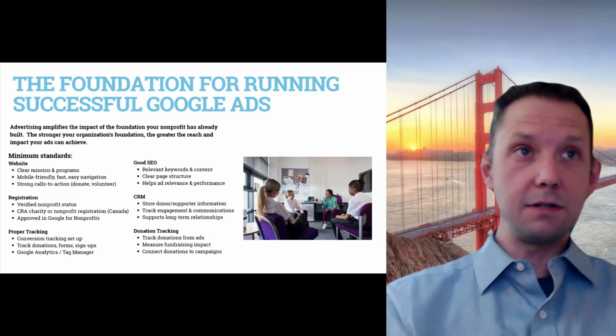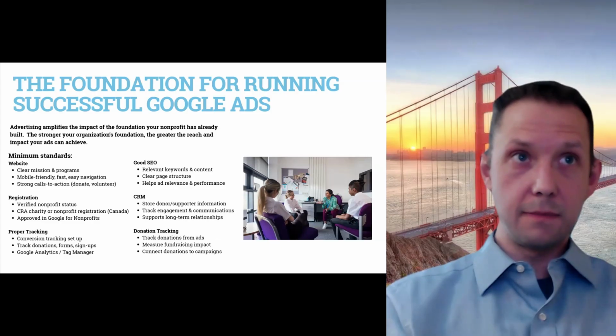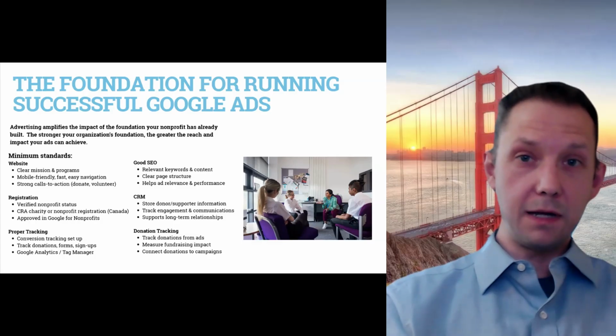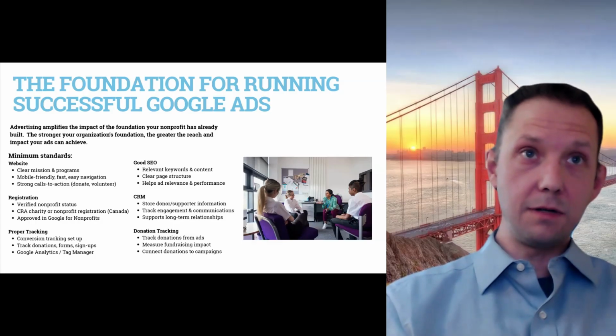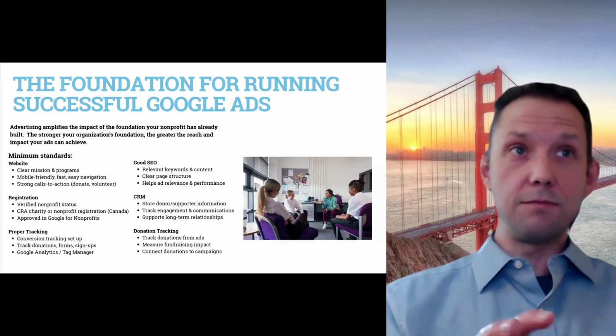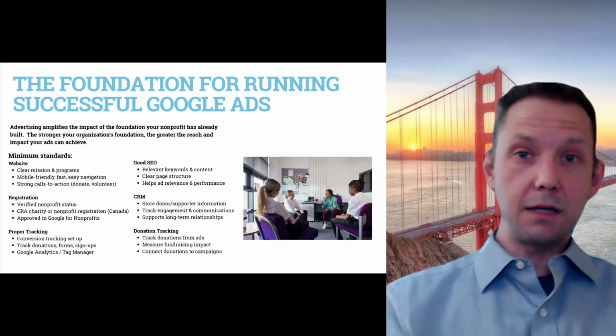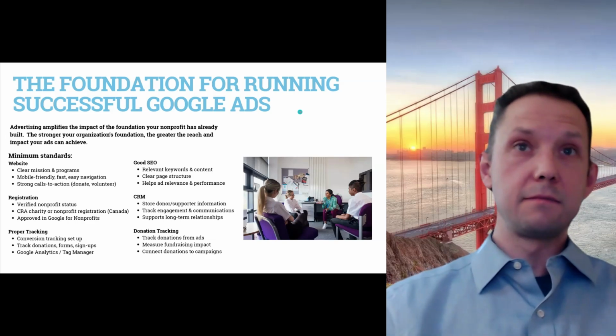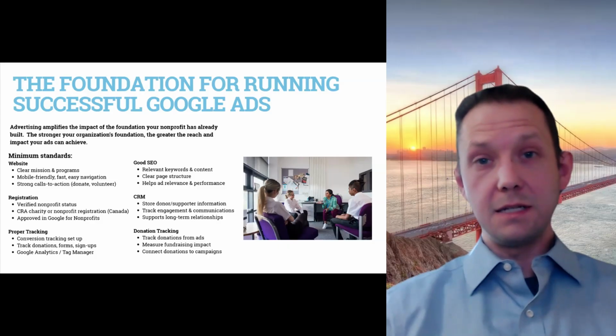So starting with the minimum standards, first off is your website. You need a clear mission statement, and people need to understand clearly what your programs are. Secondly, with more people using mobile devices, it needs to be mobile friendly, fast to load, and easy to navigate. And when people are on the site, especially if they're coming from Google Ads and your ads are aligned with the website, they need to know where to click and what to do and how you want them to take that action.